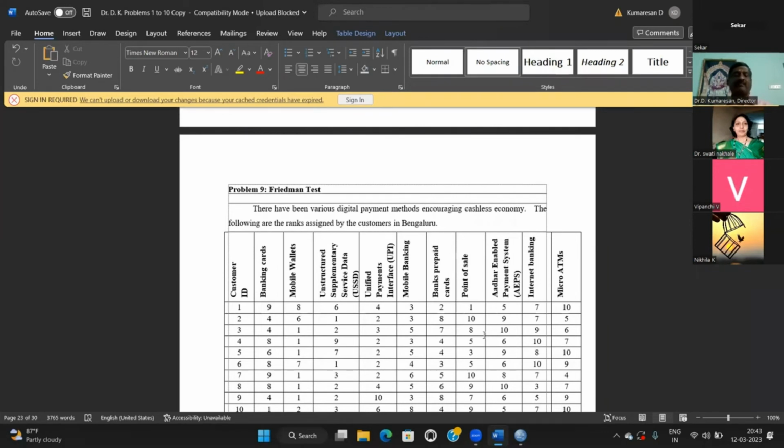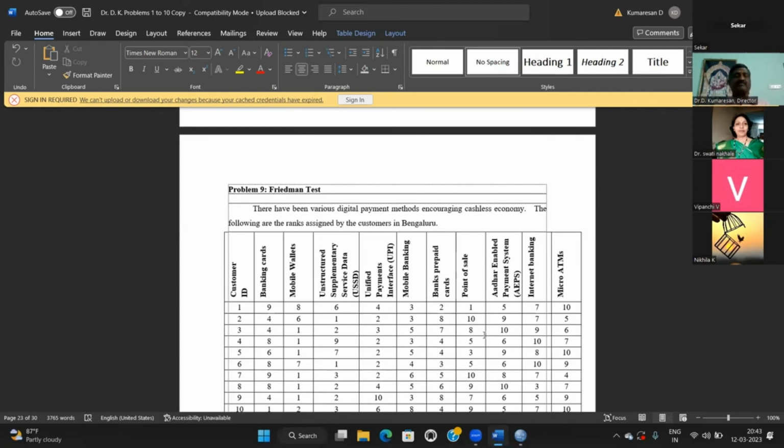So one-way ANOVA, more than 2 samples, only 1 independent variable, data is scale data. In the case of two-way ANOVA, more than 2 samples and 2 or more independent variables, data is scale data. This is two-way ANOVA.